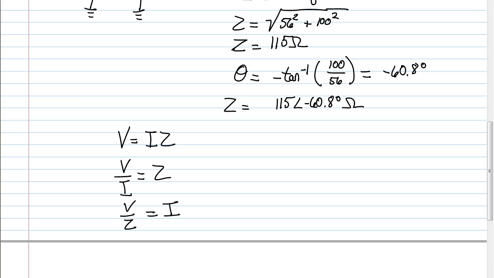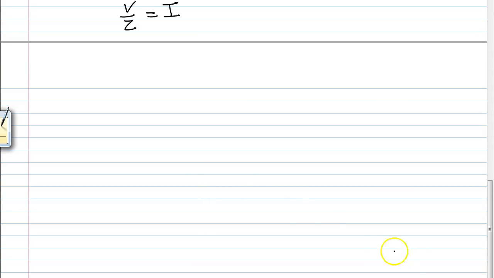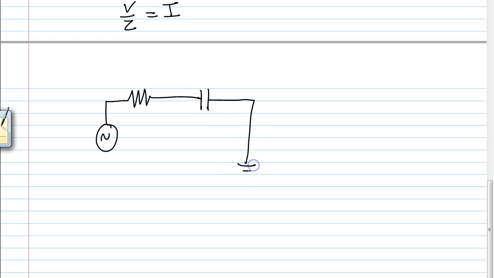So let's think about how we might apply this. I didn't do this example last time, but we can do it today. Here's an example of a circuit. It's AC, of course. It's got a resistor. It's got a capacitor. All right. So it's a single resistor, single capacitor.